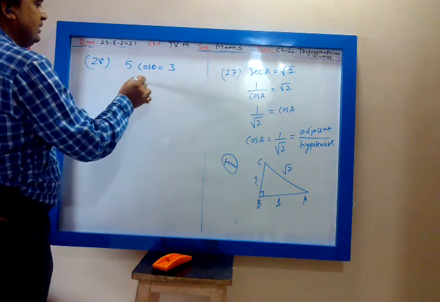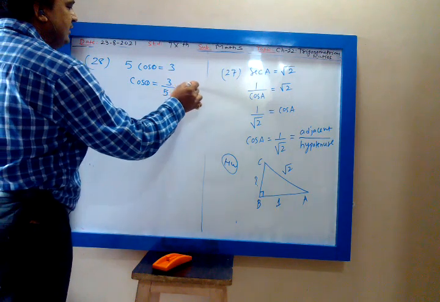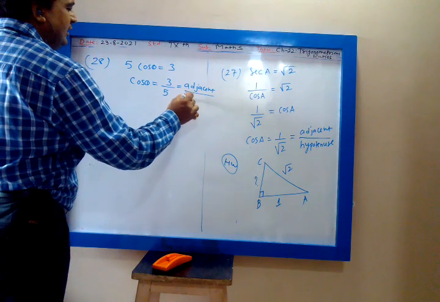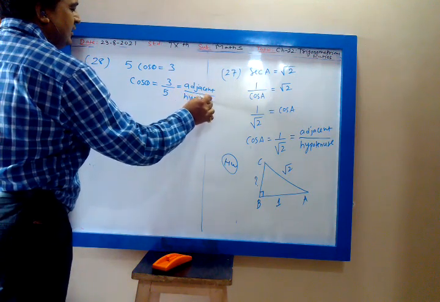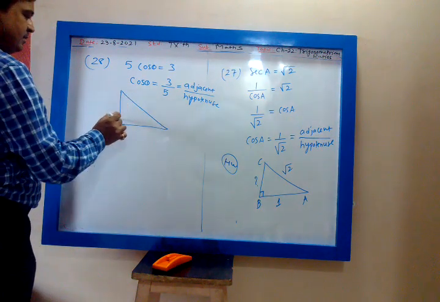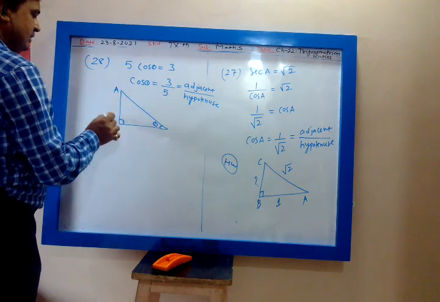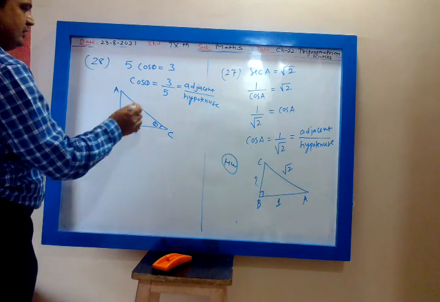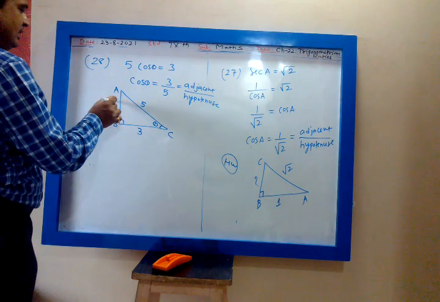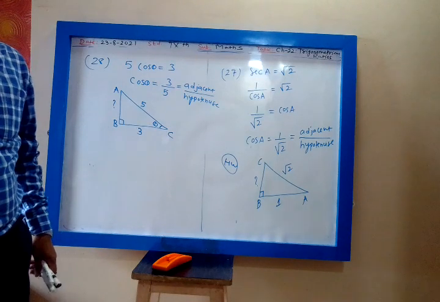So cos theta will be 3 by 5. And what is cos? Cos is adjacent upon hypotenuse. So draw the diagram. My reference angle is theta. In triangle ABC, cos theta is adjacent, BC 3, upon hypotenuse 5. Find AB using Pythagoras theorem.